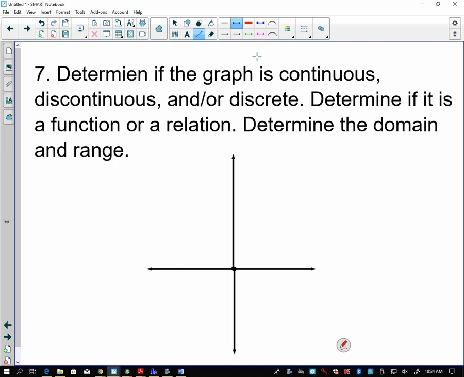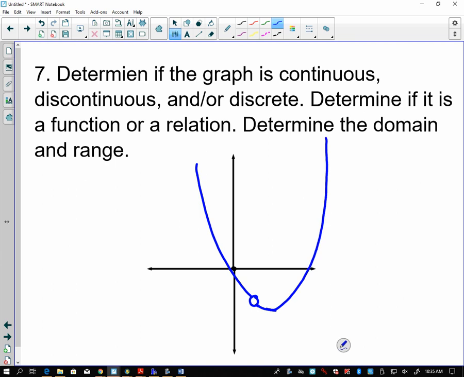Okay, it's not a great coordinate plane, but it's there. Let's say we see something like this. Okay, I think that ought to be enough information.